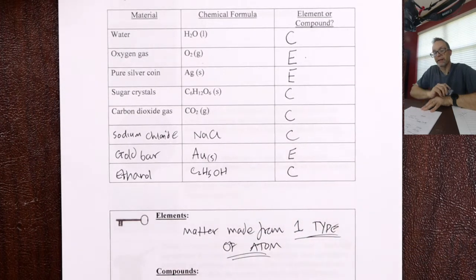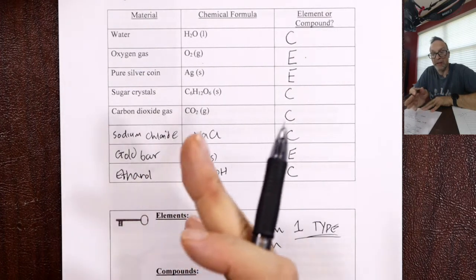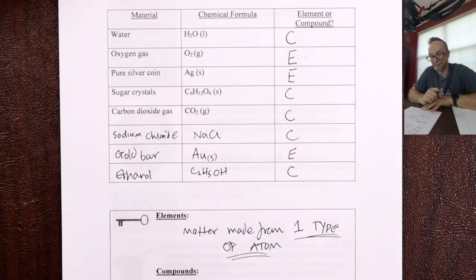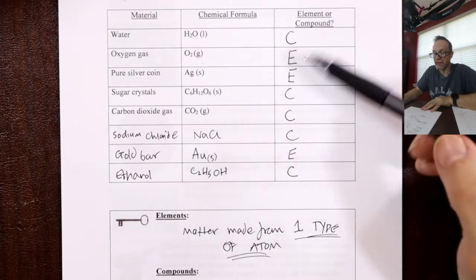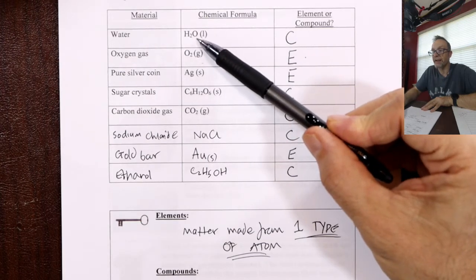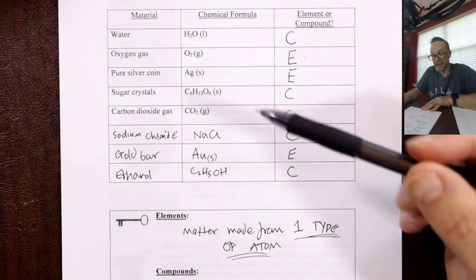That's the key thing. It doesn't matter how big that piece of matter is. It can be a gold bar with a trillion atoms of gold, all the same. It's an element, right? They're all the same kind of atom. It can be a tiny microscopic O2 molecule, two oxygen atoms stuck together, right? But it's still an element because it's the same kind of atom. Size is irrelevant when it comes to element or compound. When it comes to compound, look at these. What do they have? Well, if you said they have more than one kind of atom inside, you'd be right. And that's the answer.